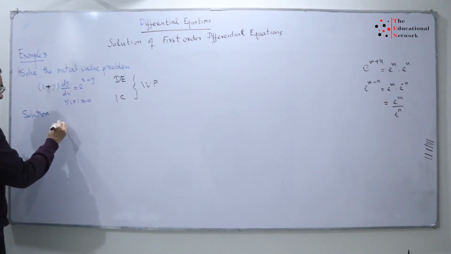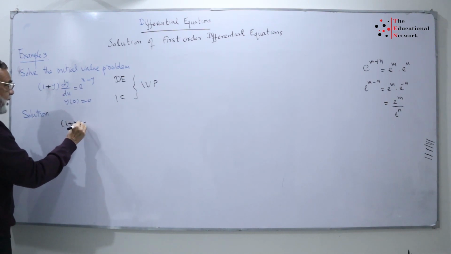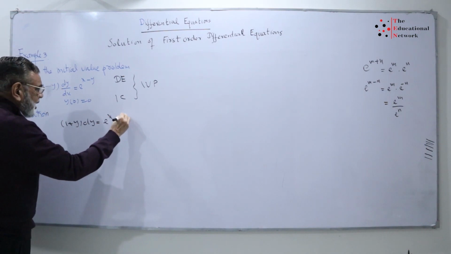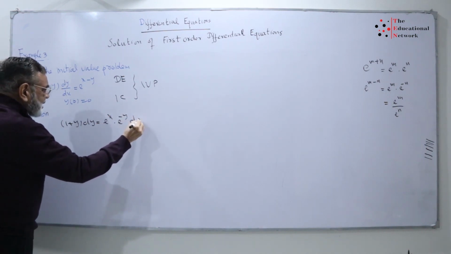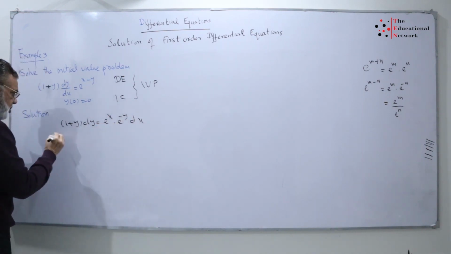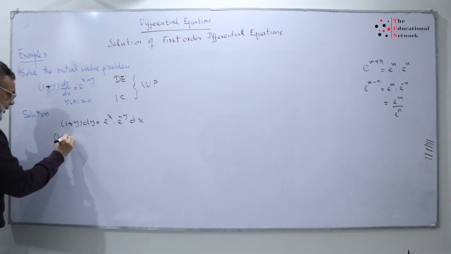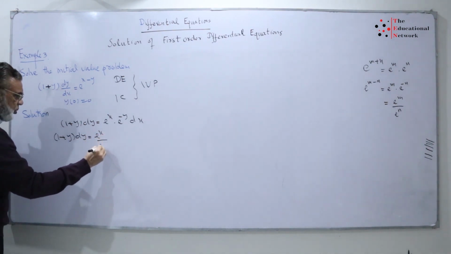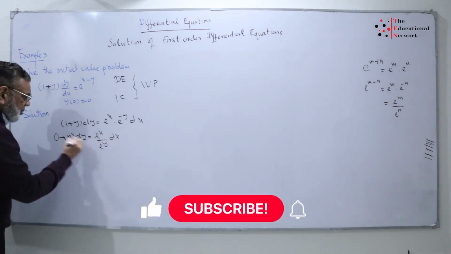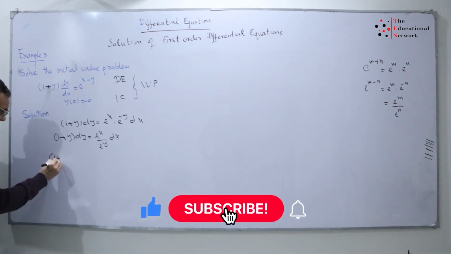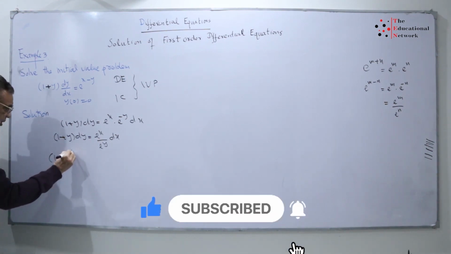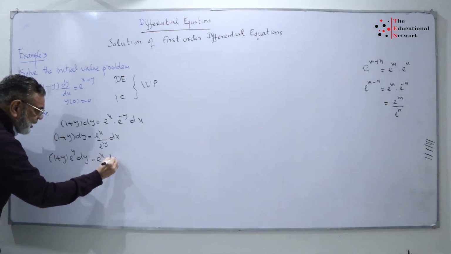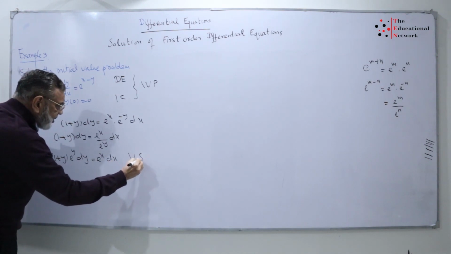We can separate the variables. We can write 1 plus y dy is equal to e to power x into e to power minus y dx. So this equals 1 plus y dy is equal to e to power x over e to power y dx. Multiplying by e to power y, we get 1 plus y e to power y dy is equal to e to power x dx, and this is my variable separable form.